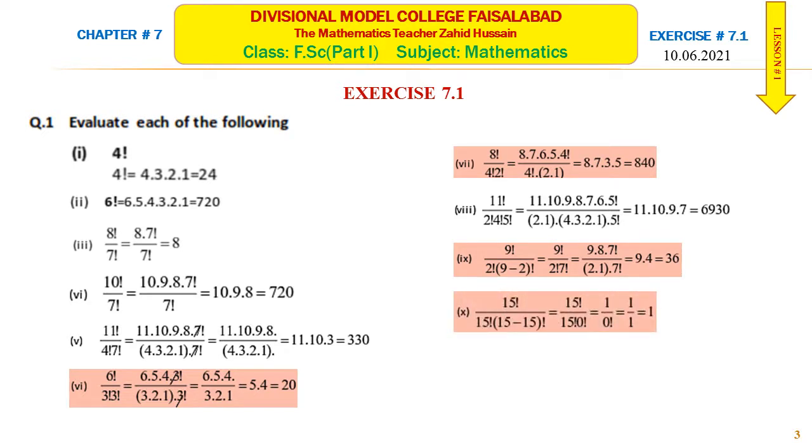10th is also in your syllabus. 15 factorial over 15 factorial into 15 minus 15 factorial. So we write 15 factorial in the numerator as it is, 15 factorial in the denominator as it is, and 15 minus 15 is 0 factorial, and we know that 0 factorial is 1. So 15 factorial is cancelled with 15 factorial, and we are left with 1 over 0 factorial, and 0 factorial is 1. 1 over 1 is equal to 1.